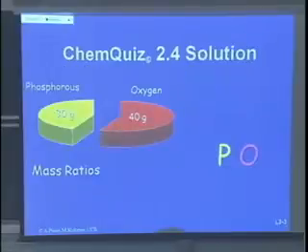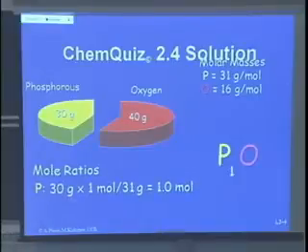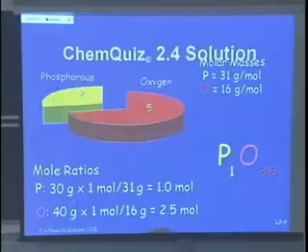and I will show you an experiment about this. So it's 30 mass to 40 mass, and I gave you these data here. The mole ratio is 1 mole to 2.5 moles, which is 1 to 2.5. We multiply it with 2, which is 2 to 5. This is the empirical ratio.